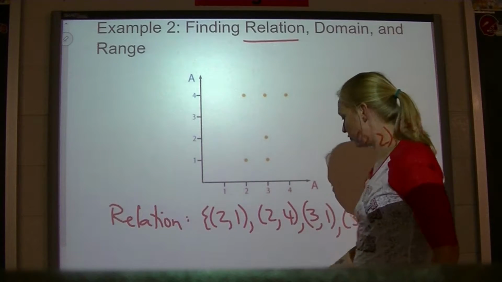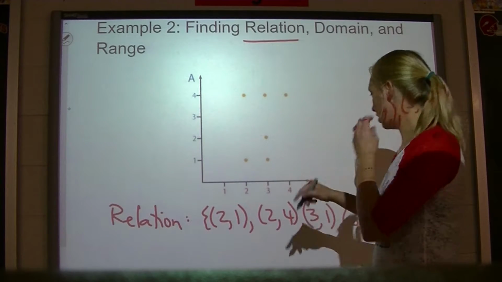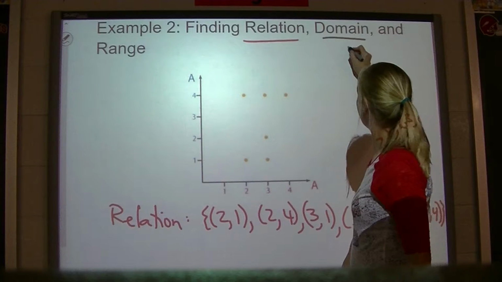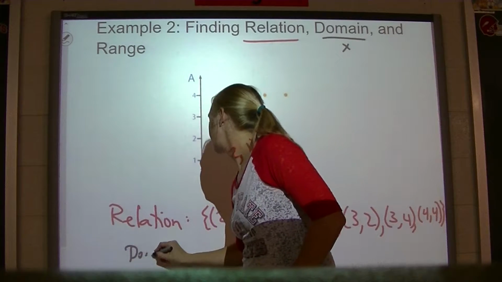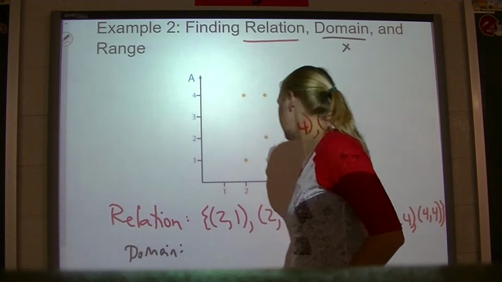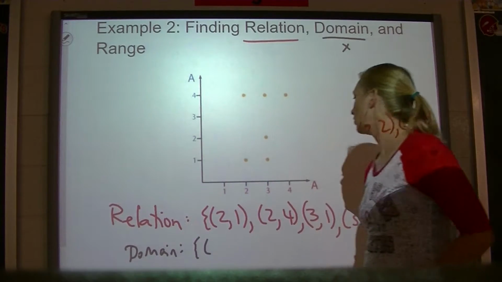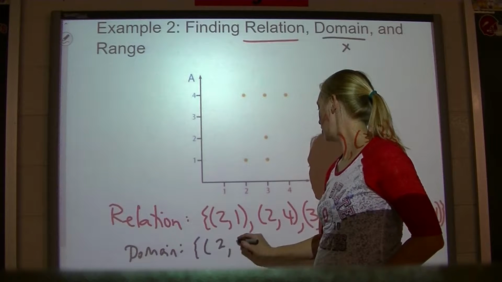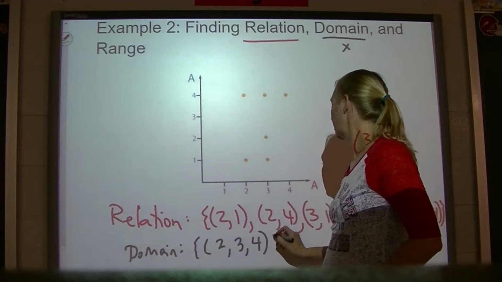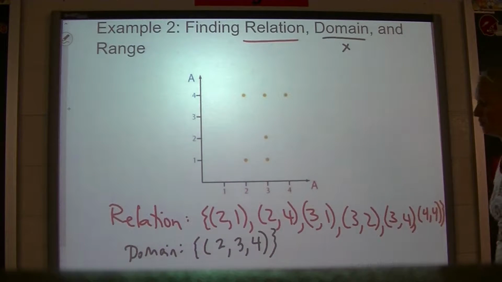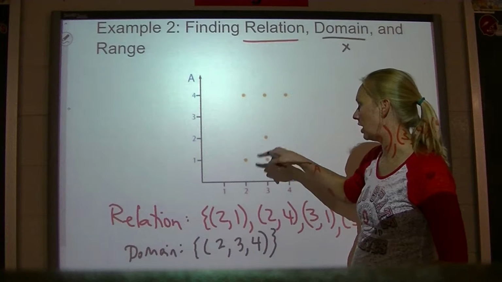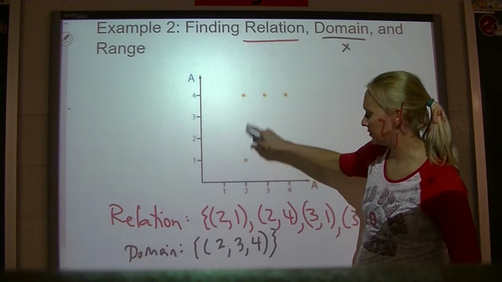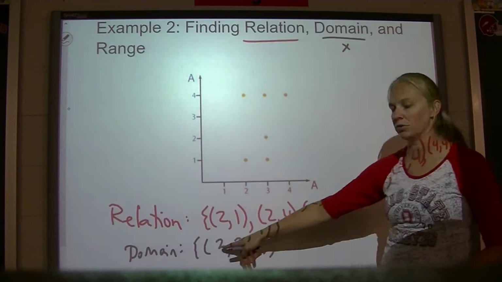And then the domain of our relation is every x value. So my domain, the input, the x coordinate, is going to be 2, 3, 4. When you have multiple of the same x value, you still only need to write it once. So there's 2 points with the x value of 2. I just wrote it once here though.